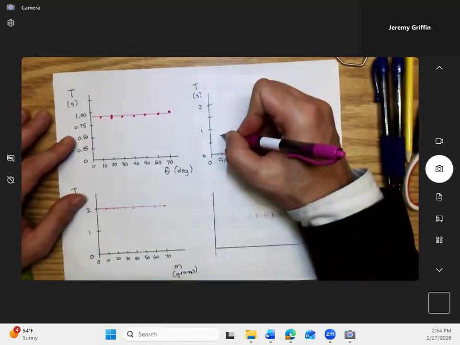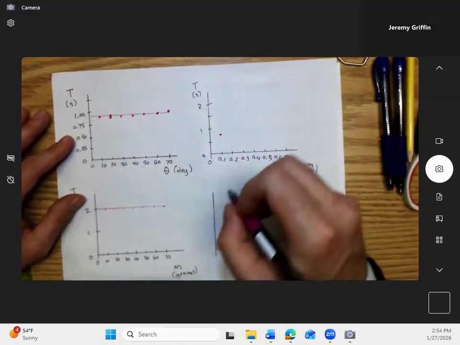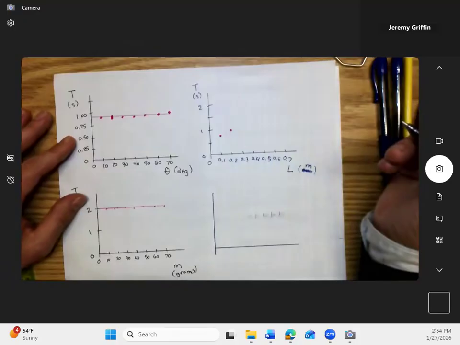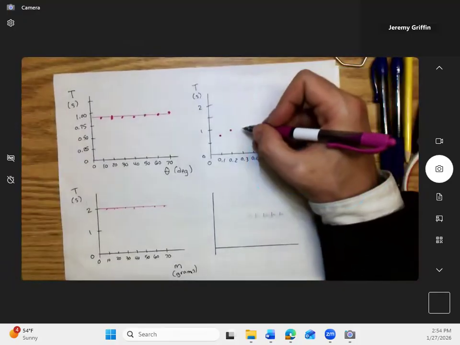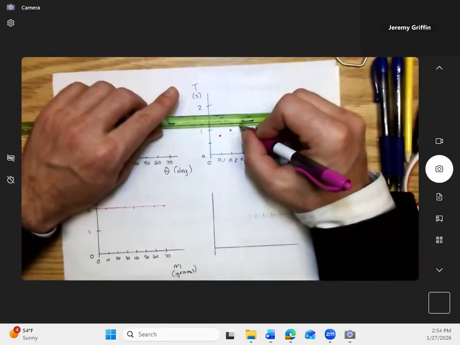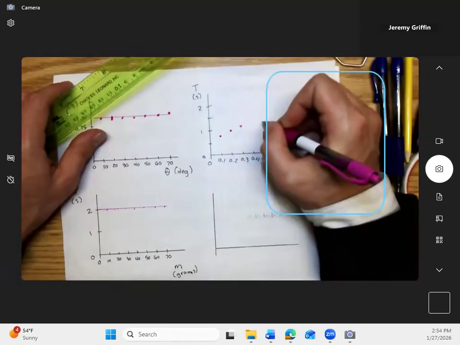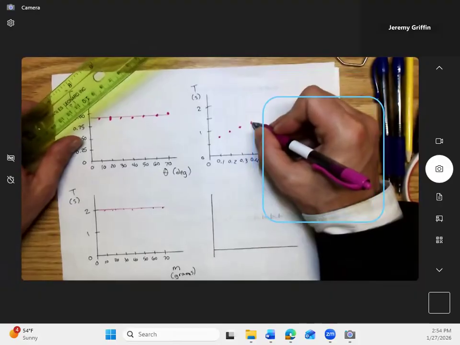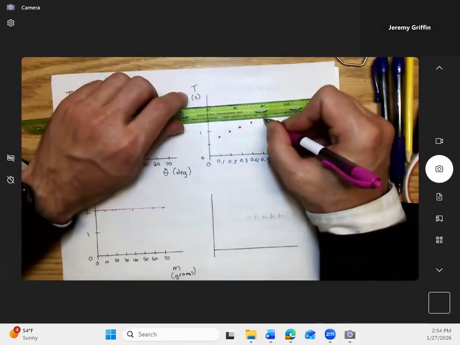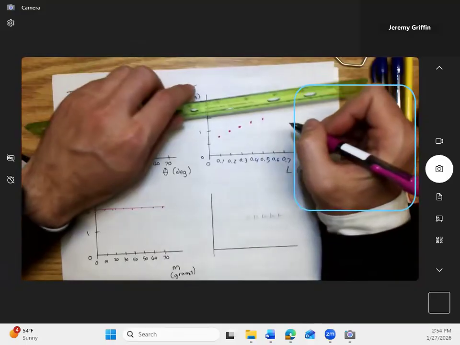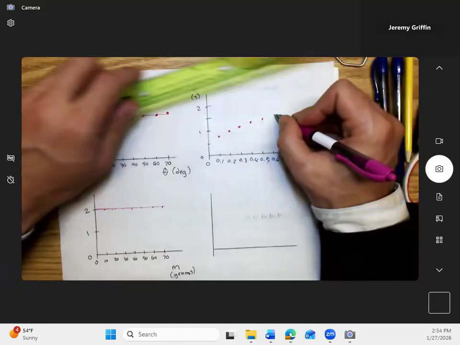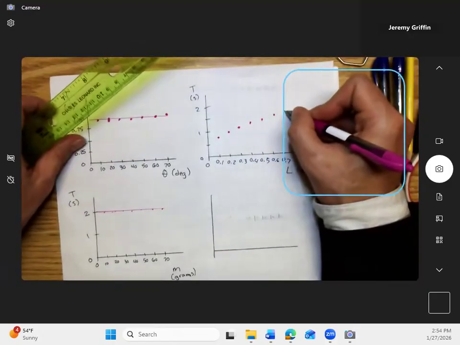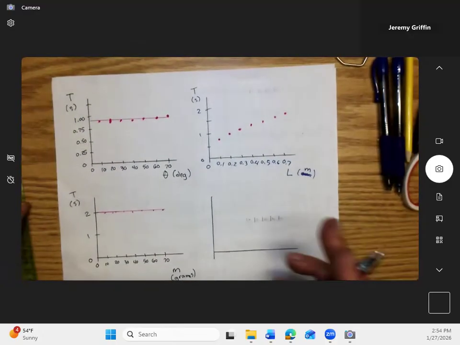0.76. Okay. Bam. 20 centimeters, 0.97 seconds. Bam. 1.11. Bam. 1.26. Bam. 1.32. Bam. 1.52. Bam. 1.61. Bam. That looks like some pretty good data.